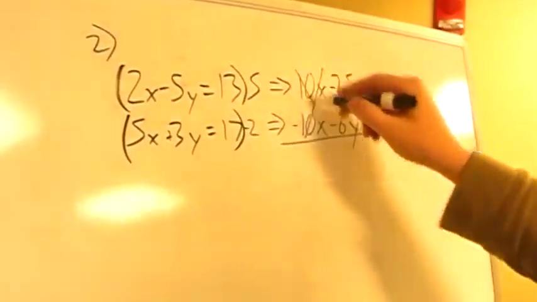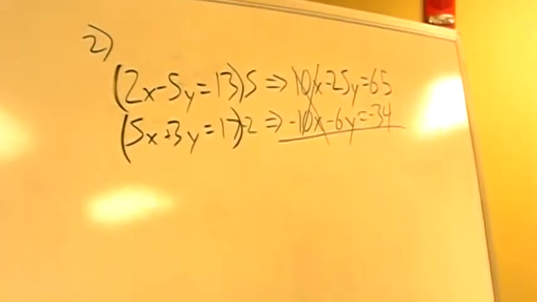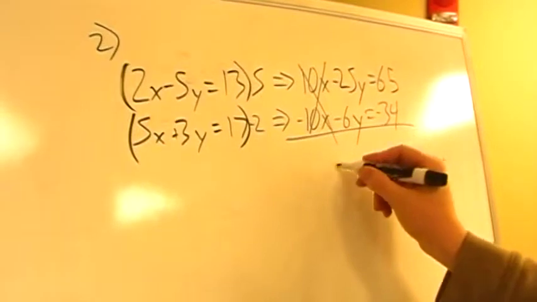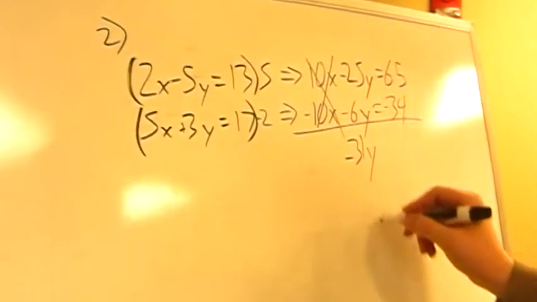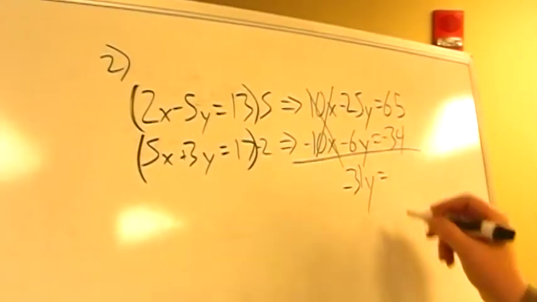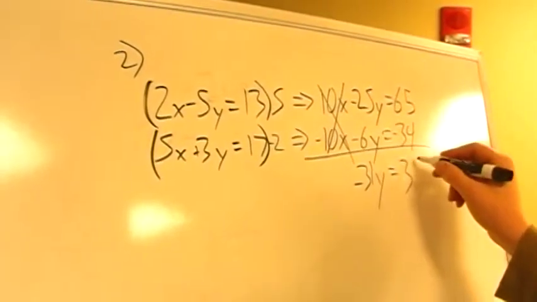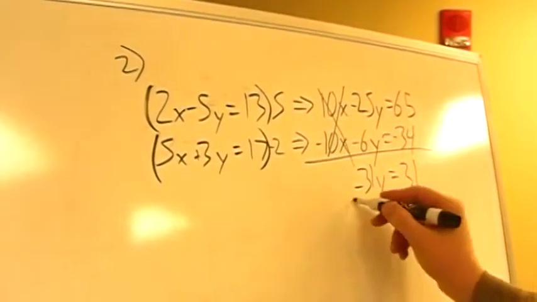These are just going to cancel each other out. Don't have to worry about that anymore. So we have the negative 25 minus the 6. We're going to end up with a negative 31y. And it's going to equal 31. 65 minus 34, or 31. So now all we have to do is divide.